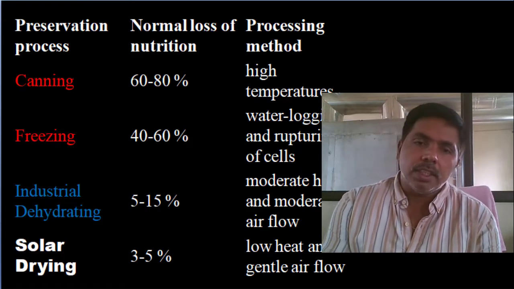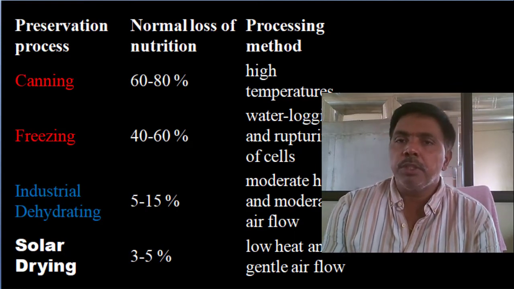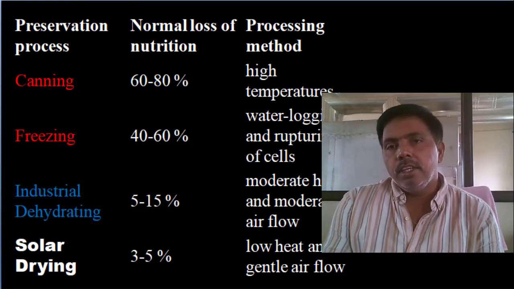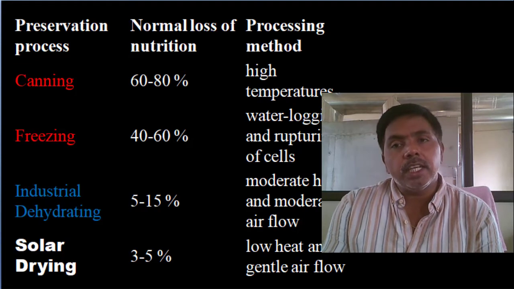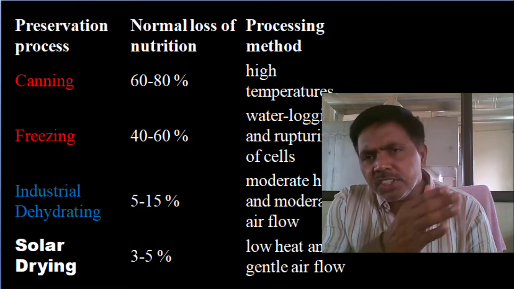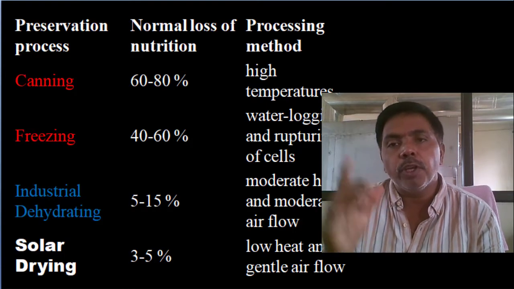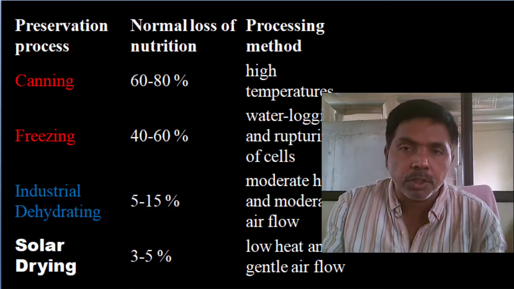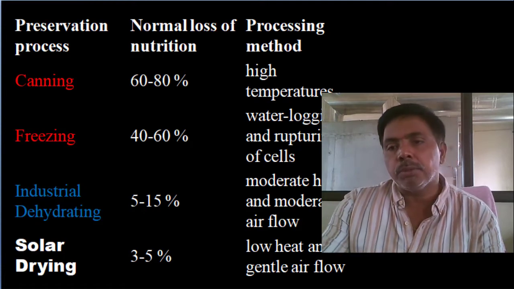Next option, drying or industrial dehydrating. In industrial dehydrating, we are creating moderate temperatures by using biomass, gas burning, or electrical heaters. The loss of nutrients will be 5 to 15%. But the solar drying option is coming into the picture, with low temperatures, below 60 to 70 degrees only, and gentle airflow. The nutrient loss is 3 to 5%. So for safe storage of all types of agriculture produce, solar drying is the best option.